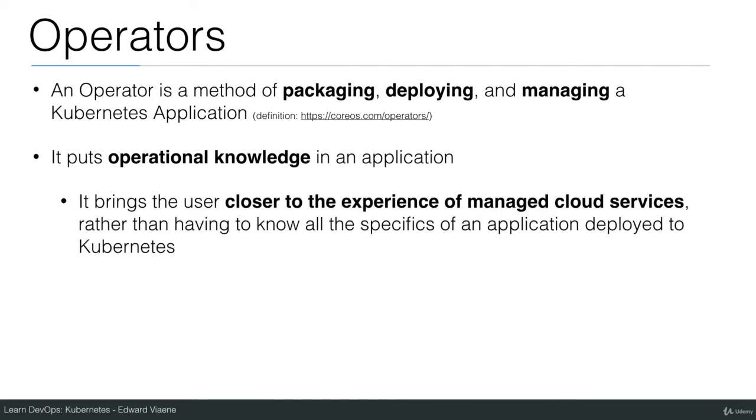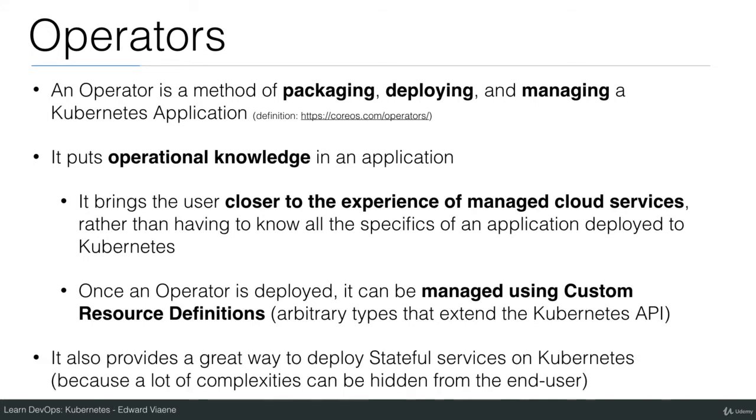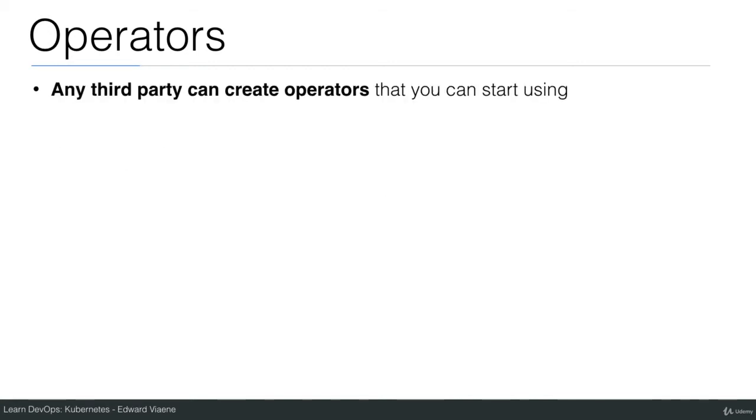It brings the user closer to the experience of managed cloud services, rather than having to know all the specifics of an application deployed to Kubernetes. Once an operator is deployed, it can be managed using custom resource definitions, arbitrary types that extend the Kubernetes API. I just explained this to you in the previous lecture. It also provides a great way to deploy stateful services on Kubernetes because a lot of complexities can be hidden from the end user. Any third party can create operators that you can start using.